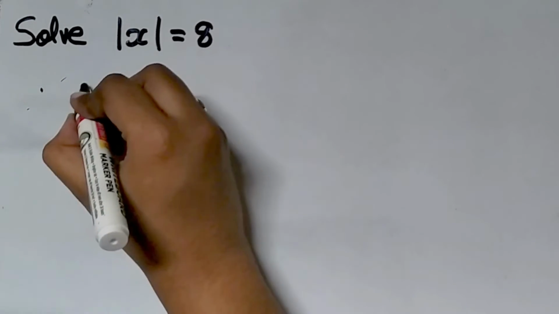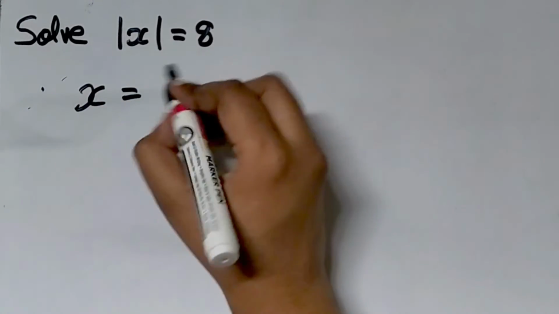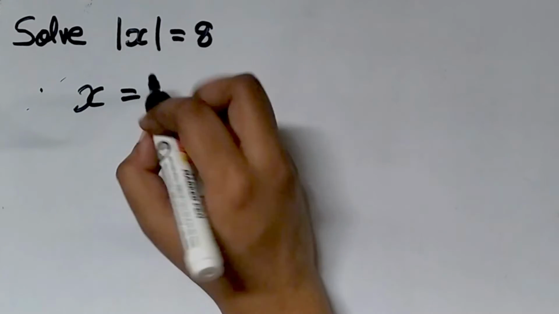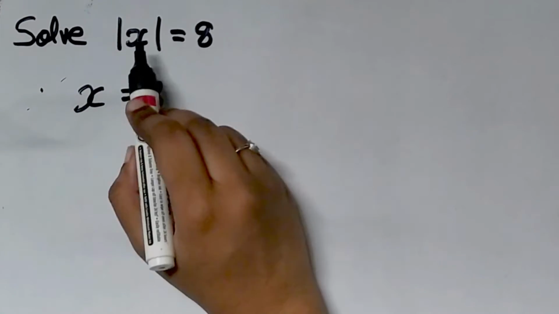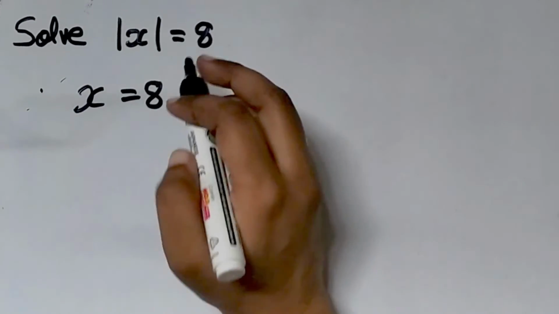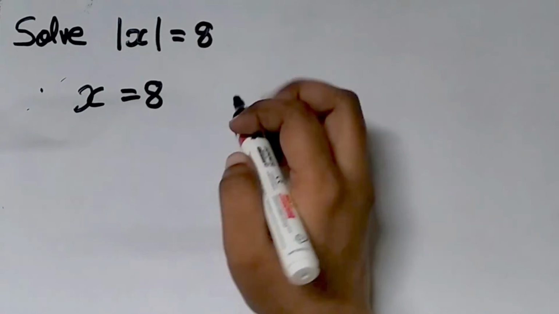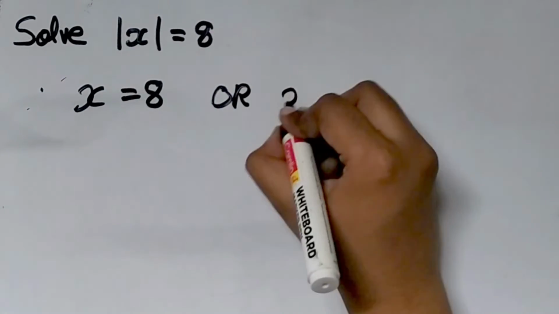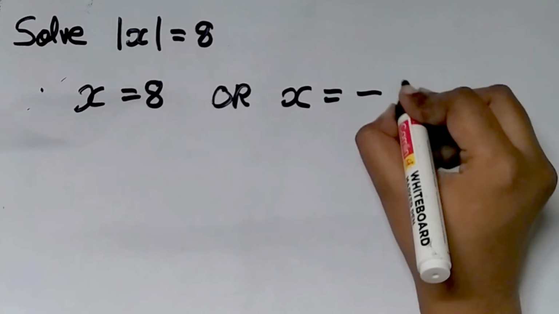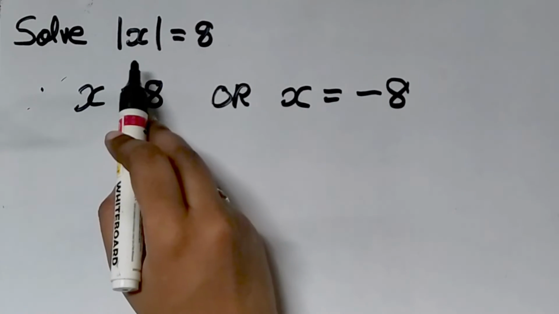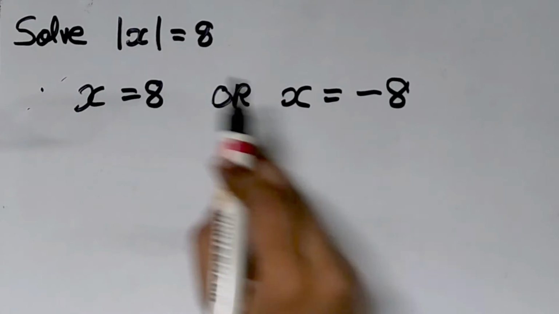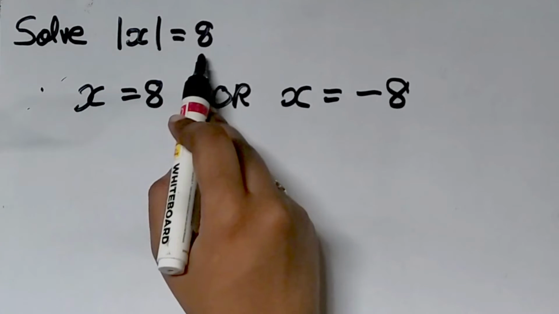Now x can be 8. If x equals 8, the modulus of x is 8, so |8| is 8. Or x can be minus 8, because if x is minus 8, then |-8| will be 8.